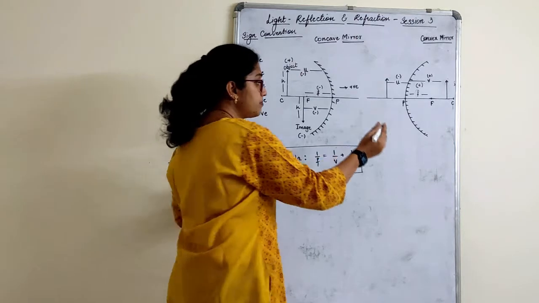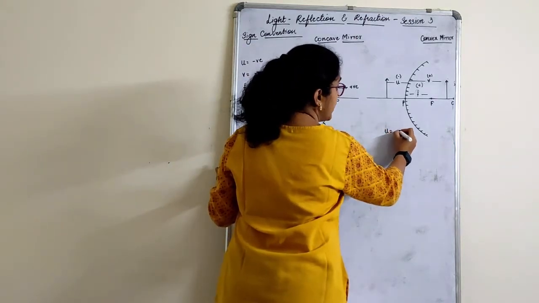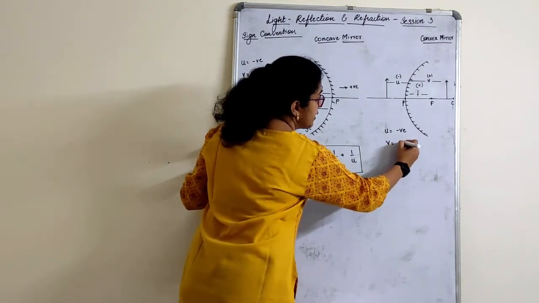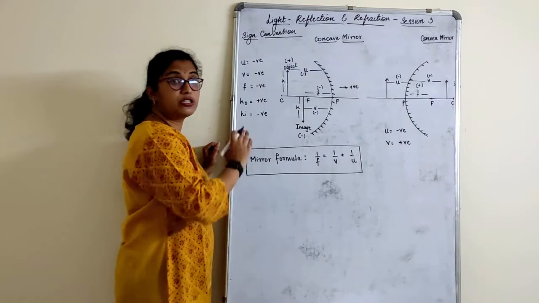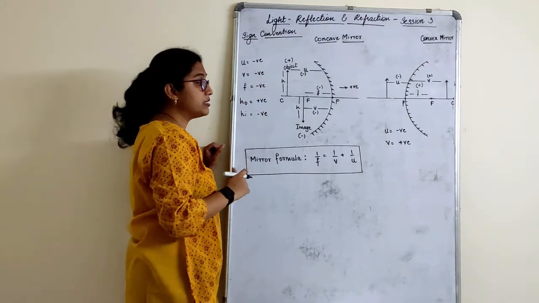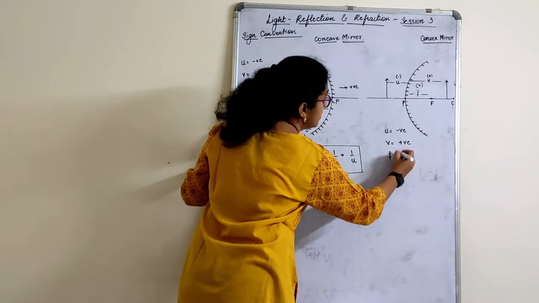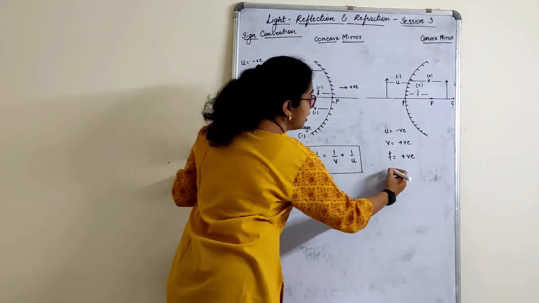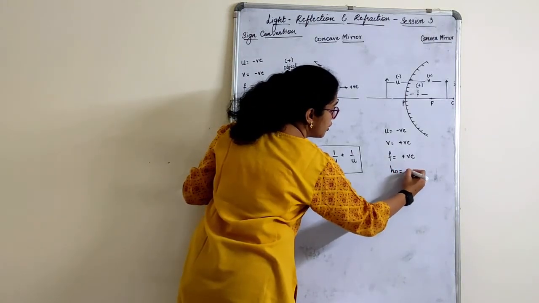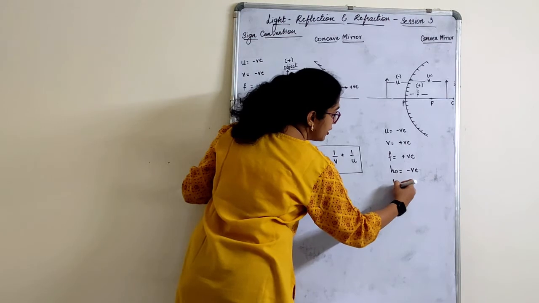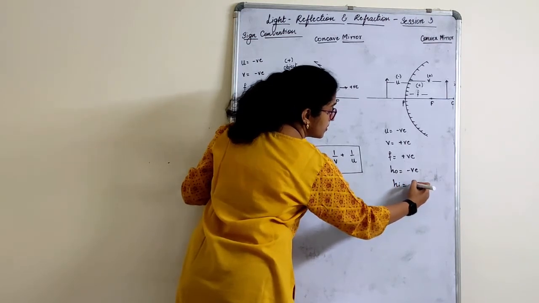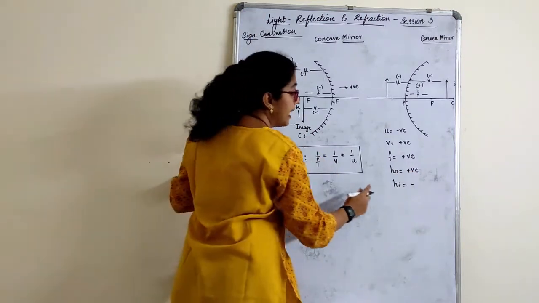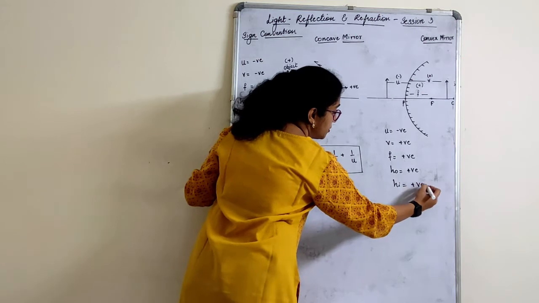Let's come to that. U is always negative only, no doubt in that. What about V? V is positive. Image distance is always found behind the mirror, it is positive. Then what about focal length here? Focal length is this side. Focal length is also positive here. What about the height of the object? Height of the object is negative. Height of the image. Sorry. Height of the object is positive. It is on the top. Height of the image is also positive.